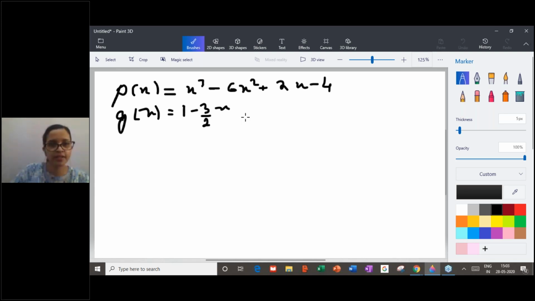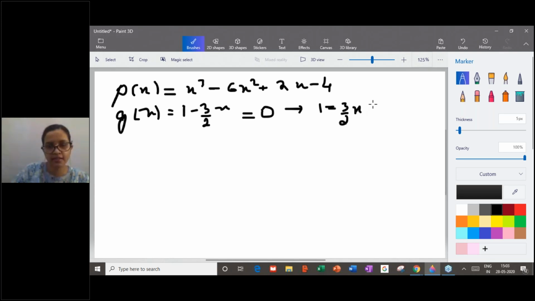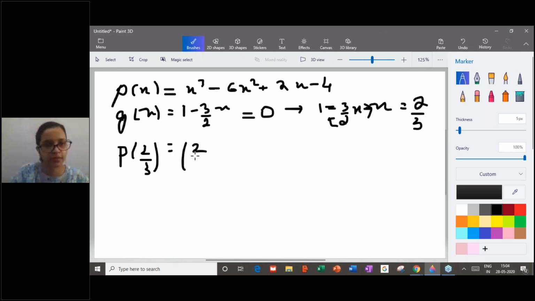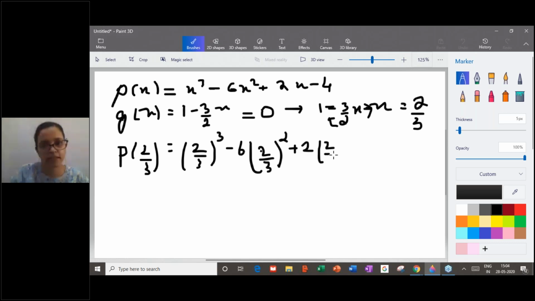Okay. So how do you get the zero of this? You equate this term to zero. So it would be nothing but 1 is equal to 3 by 2x, or x is equal to 2 by 3. You get the reciprocal because the coefficient of x will go to this side, so it will be 2 by 3. So now what do you do? You take P of 2 by 3. Right, it will be 2 by 3 cube minus 6 into 2 by 3 square plus 2 into 2 by 3 minus 4.